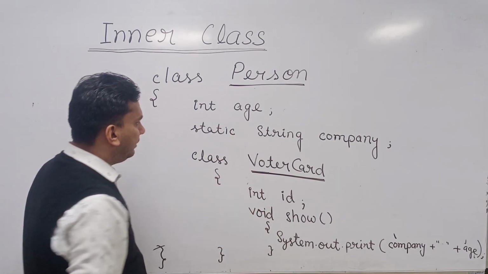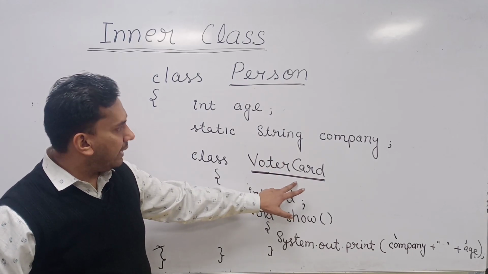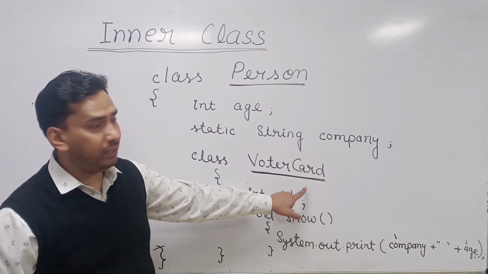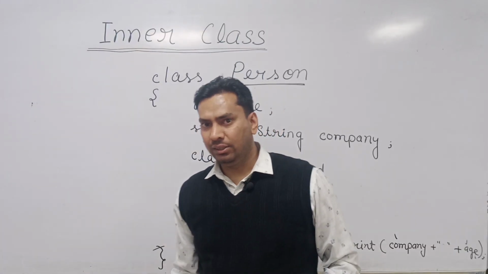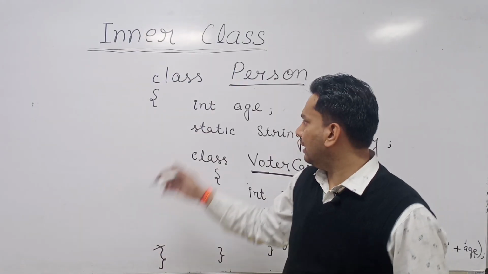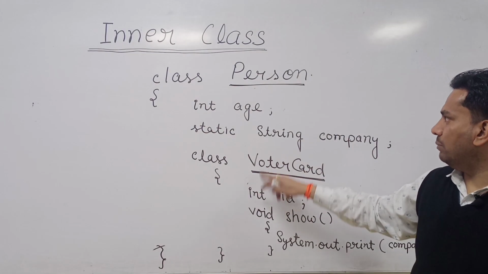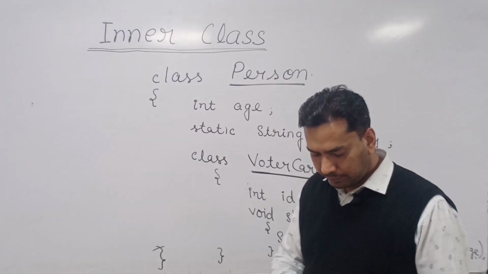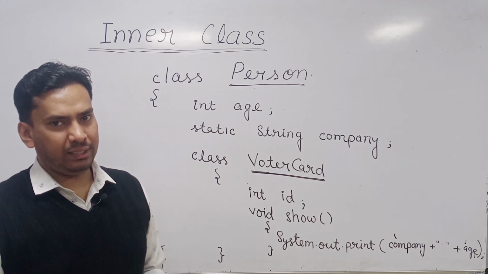So the concept should be clear. When you will be creating the inner class, when you feel that the object of inner class should be created only when the object of outer class is present, right? So, and the dot class file will be created similar to the static nested class. This class will be person dot class, and this class file will be person $voter card dot class, right? So that's all about the non-static nested class or inner class.